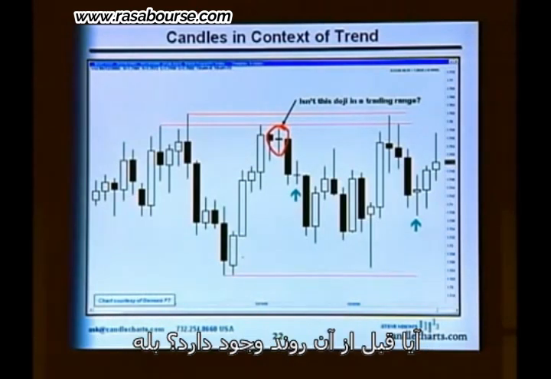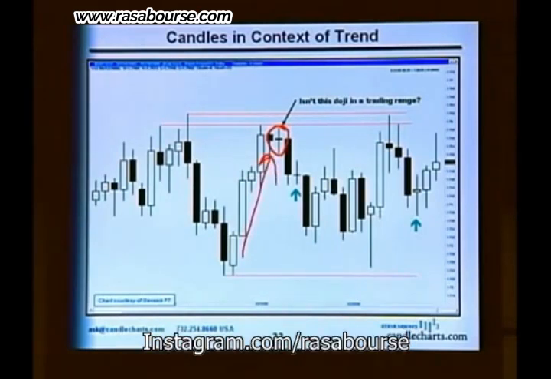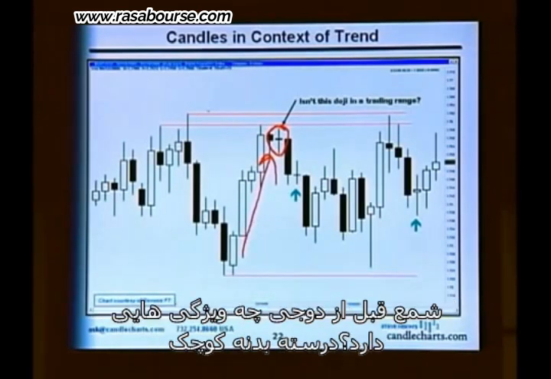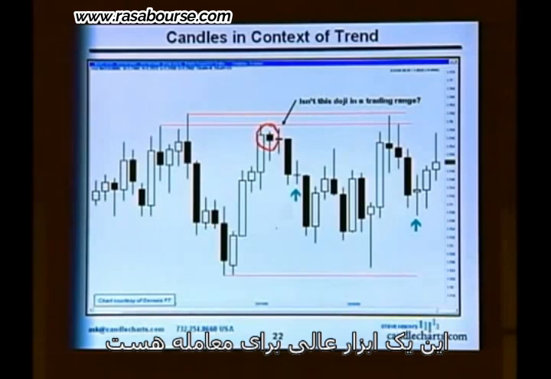Was there an immediately preceding trend? Yes. That's a great short sell, because the market's confirming the resistance area. What was the little clue we had before the doji? A small real body, right? That's a great trading vehicle.